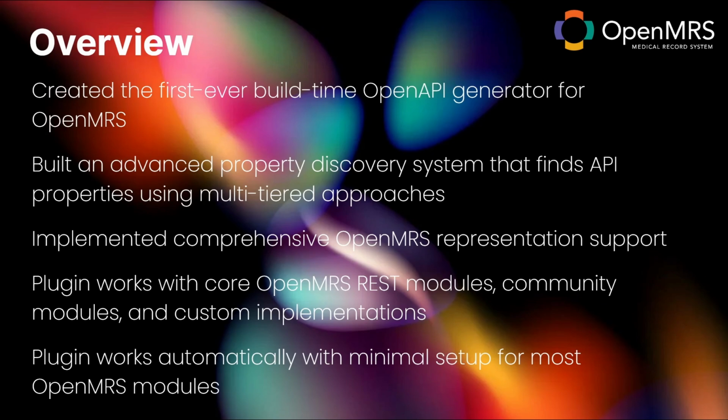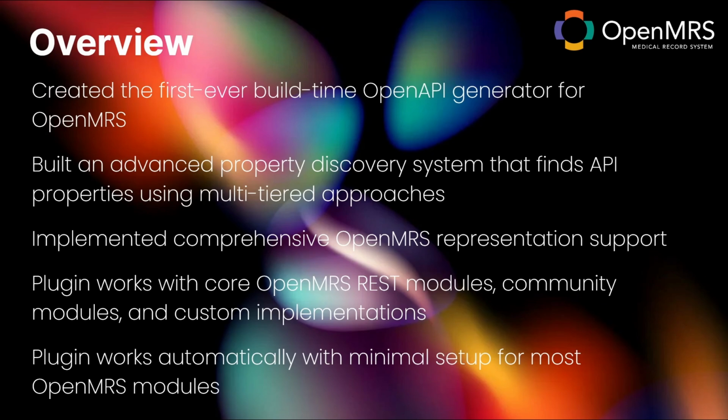The problem was that OpenMRS had unreliable and manually maintained API documentation that didn't match actual responses. My solution automatically generates accurate OpenAPI 3.0 specifications directly from code during Maven builds. The breakthrough was integrating a JUnit test with full OpenMRS context inside a Maven plugin using forked JVM execution. This lets me analyze REST resources at build time with complete access to OpenMRS objects, something that was impossible before.